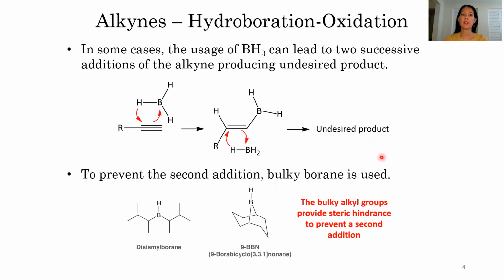In some cases, use of BH3 is not desirable because you would end up with two hydroborations, leading to a product that you don't want. So we only want one borane to add, not a second one. To prevent two from adding, what we do is add a bulky borane instead. So there are two that are commonly used, this dicyclohexylborane, or 9-BBN for this bicyclic system. These are two bulky groups that will, again, add across away from the more substituted side, but also prevent the second hydroboration.